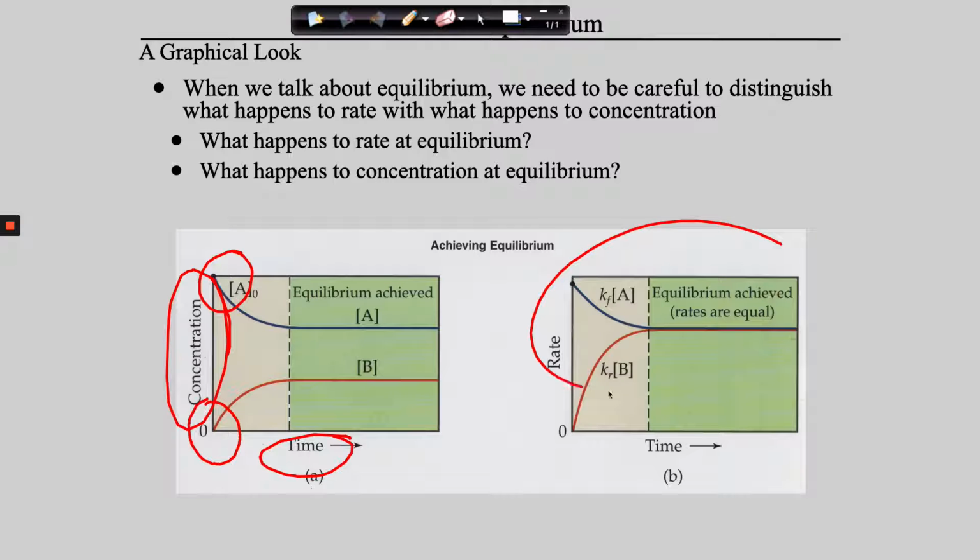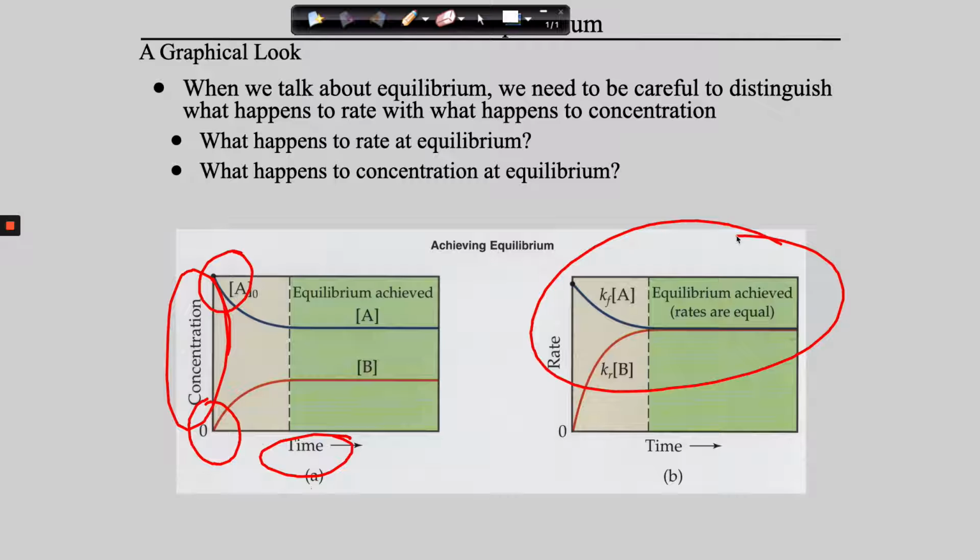Notice what happens to rate at equilibrium. When we're looking at rate over time, the rates do become constant, but importantly, they also become equal, and these are both identifiers of equilibria. Is that all kind of review? You're kind of okay with that?